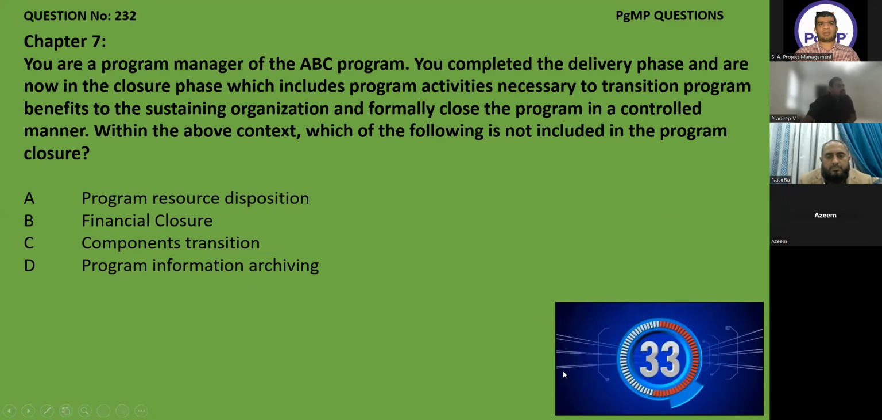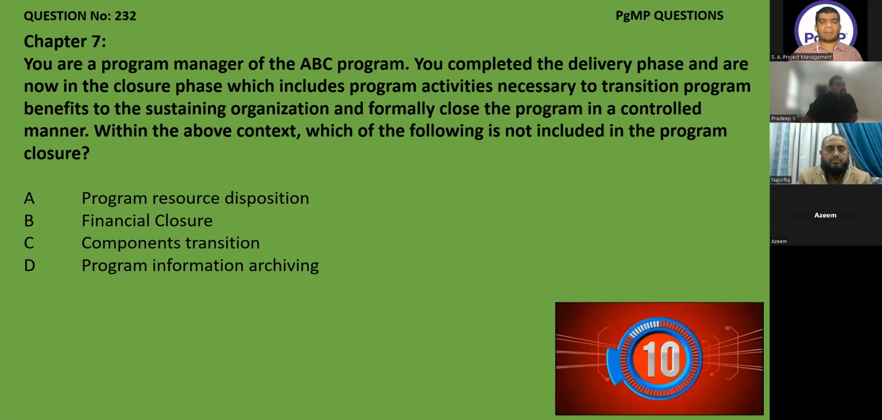Pradeep, please read the question. Oh, sorry, I missed the note. You are a program manager of the ABC program. You completed the delivery phase and now you are in the program closure phase, which includes program activities necessary to transition the program benefits to the sustaining organization, and formally close the program in a controlled manner. Within the above context, which of the following is not included in the program closure?